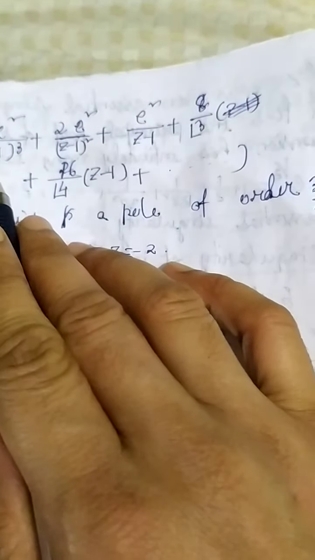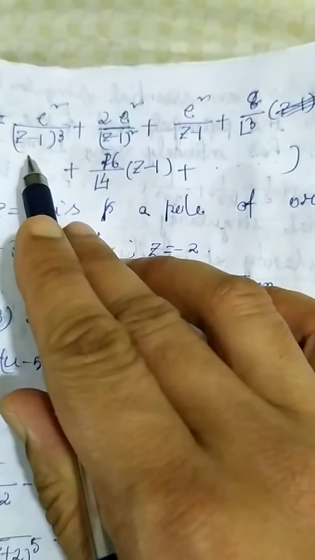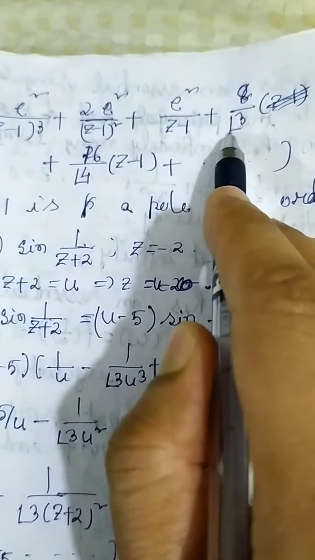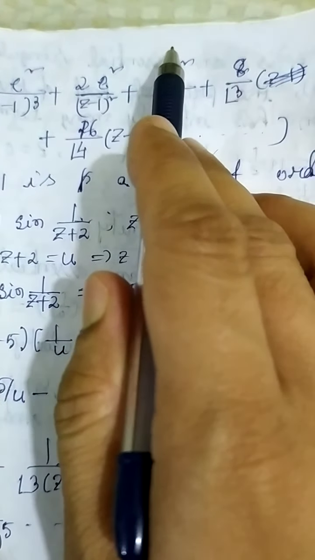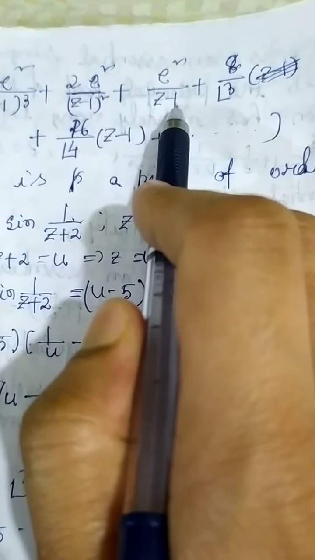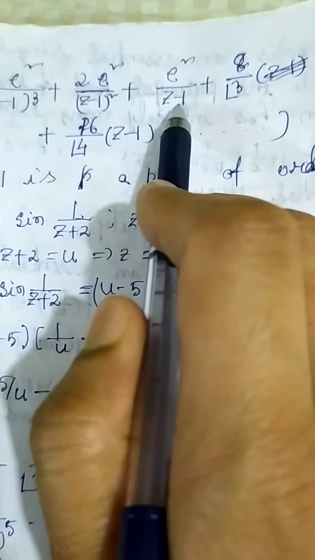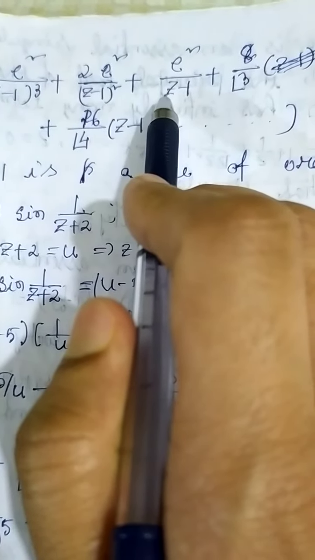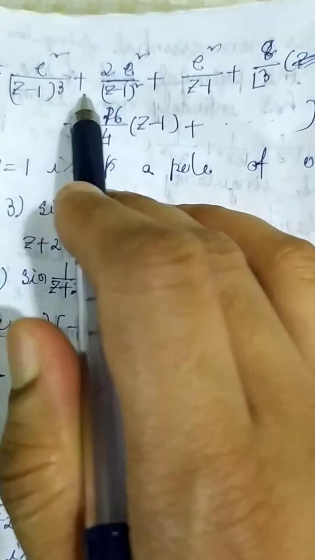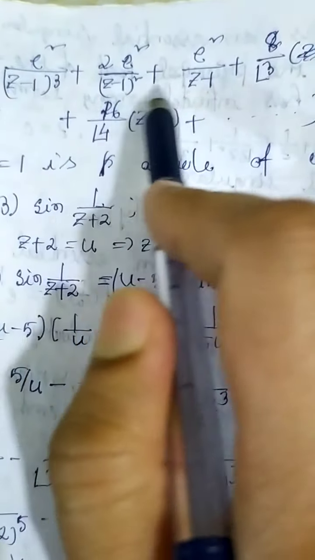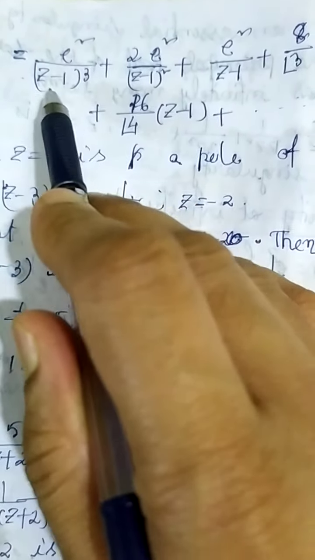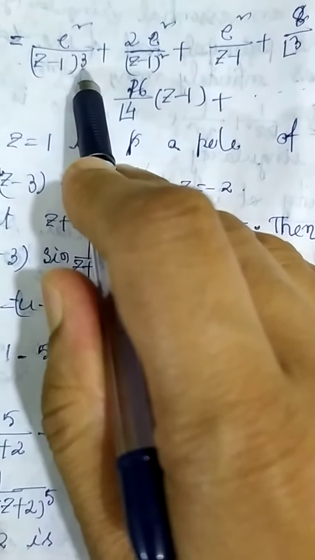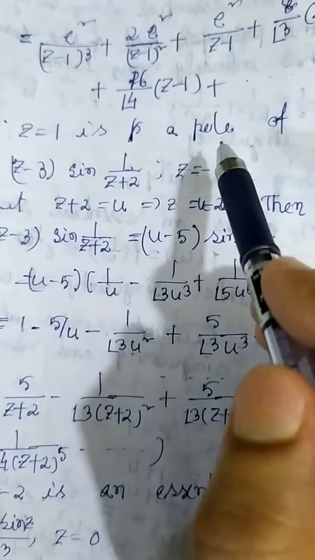Multiplying, we have this part. You can observe here the principal part contains finite terms actually. This is the principal part, the reciprocal powers of z minus a, where here a is 1. We have to check the singularity at z equal to 1. The principal part contains finite terms, so z equal to 1 is a pole of order 3, because of the number of terms in the principal part.